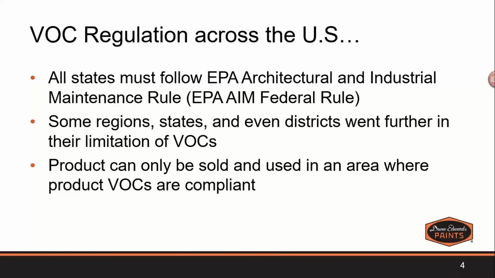VOC regulation across the US. All states must follow the EPA Architectural and Industrial Maintenance Rule, or EPA AIM, the federal rule. Some states and regions and even districts can go further in their limitations of VOCs, and products in these areas can only be sold as long as they are VOC compliant. So if you buy a paint in California, you can use it, of course, in California, but if you try to bring a higher VOC coating into California than the California standards, you will not be able to do so.